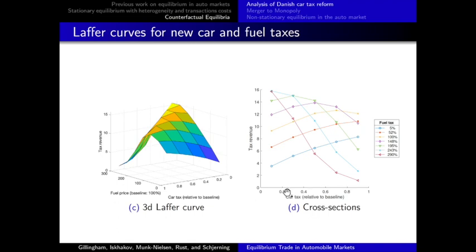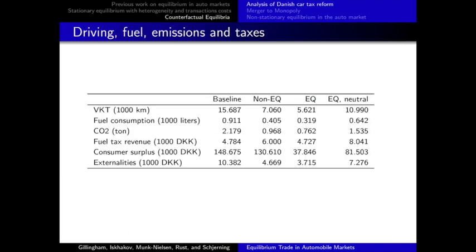These two taxes are obviously interconnected, because we have two different ways of taxing the same good. In the end, if you tax fuel, you're making the discounted value of a car more expensive, right? So you need to take these two things into account, and this three-dimensional Laffer curve shows how these taxes are really connected.